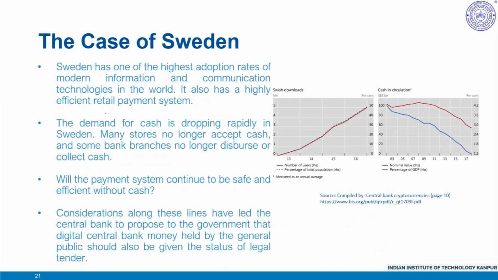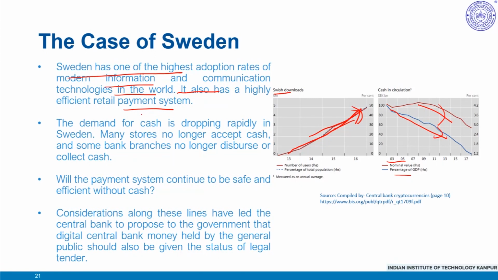In this backdrop, let us take a case study of Sweden, where the digital wallet or digital cash application, Swish, which is like UPI in India, is rising exponentially. The downloads of Swish, that UPI-like digital cash application for instant transfer of cash online in a digital format, are rising. However, the cash circulation is declining very drastically, whether you look at it on a nominal basis or as a percentage of GDP. Now, Sweden has one of the highest adoption rates for modern information and communication technologies in the world. It also has a highly efficient retail payment system.